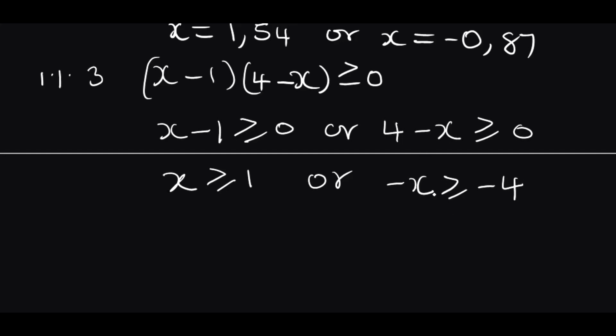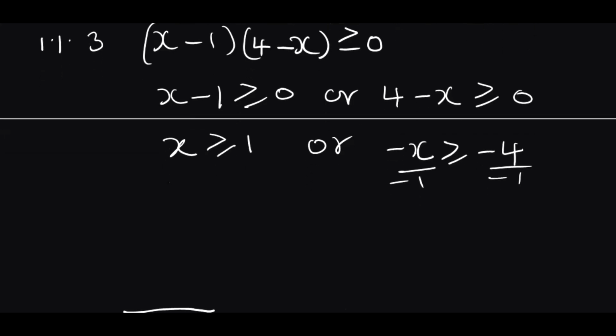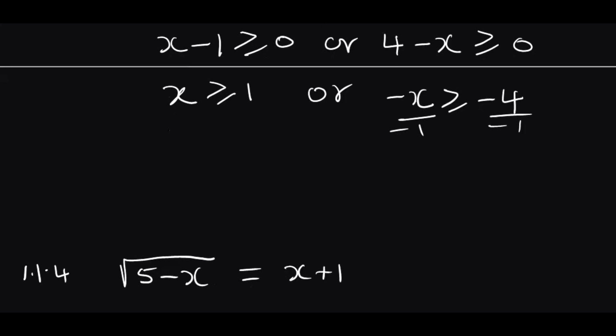Okay, in this case, we need to divide both sides by negative 1. Once we divide by a negative number, the inequality sign changes. Since it was greater than or equals to, now we will have x less than or equals to positive 4 as our final answer in this problem.